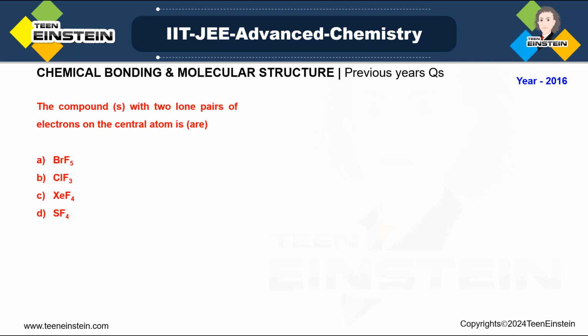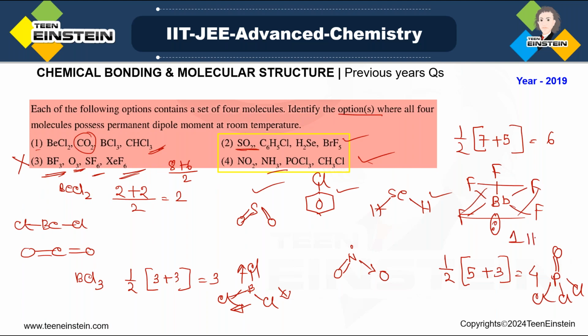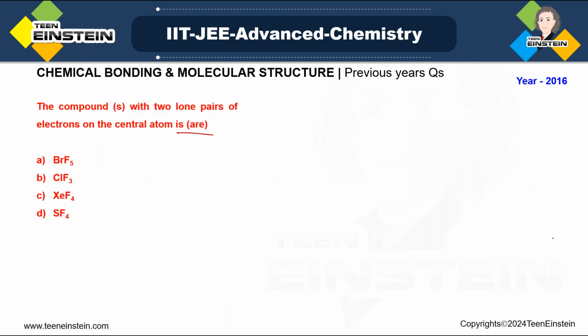We have very little time, we'll try to solve it. Compounds with 2 lone pairs of electrons on the central atom are. So BrF5 you have already seen in the previous diagram. There is 1 lone pair only, right? So this is not our correct option. Then in ClF3, if you calculate the steric number, for chlorine it is 7, plus 3, so it is 5, that means it has a TBP structure. But in the TBP structure, all 5 positions will not have fluorine. So total 3 fluorines will be there, and in the rest of the 2 positions you have to place lone pairs. So this should be a correct option.